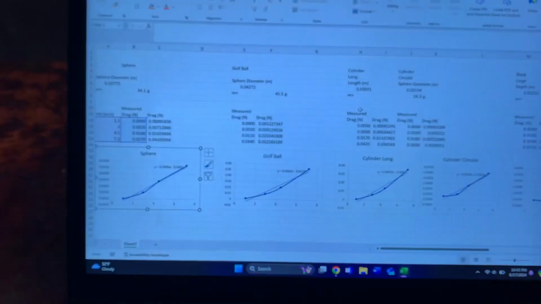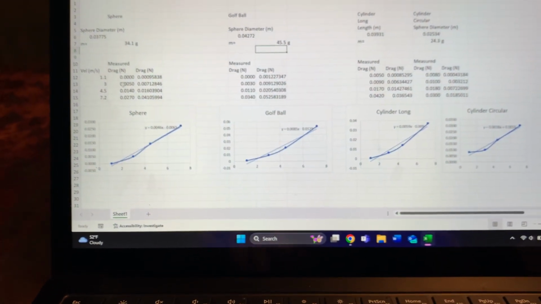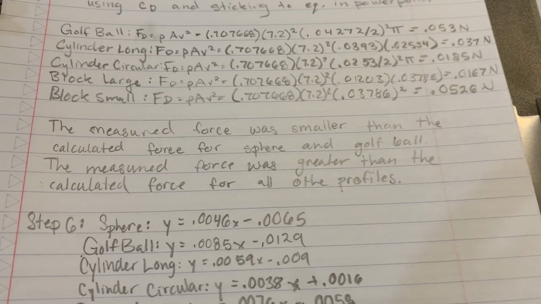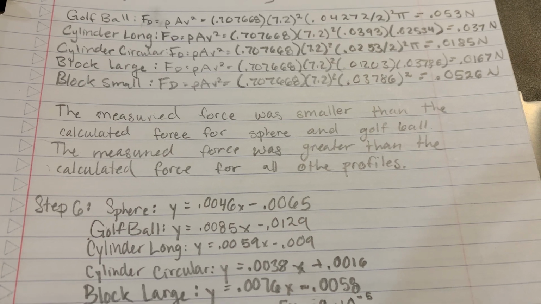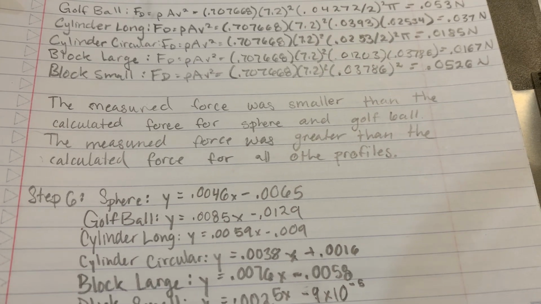But then in my Excel, I repeated it for all velocities just so I didn't have to do all those hand calculations. And then I say here that the measured force was smaller than the calculated force for sphere and golf ball, and the measured force was greater than the calculated force for all of the profiles.